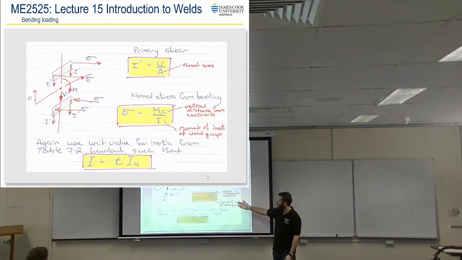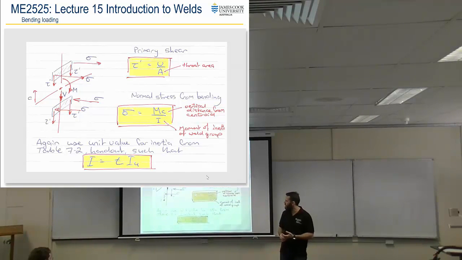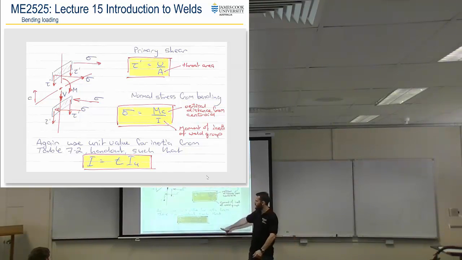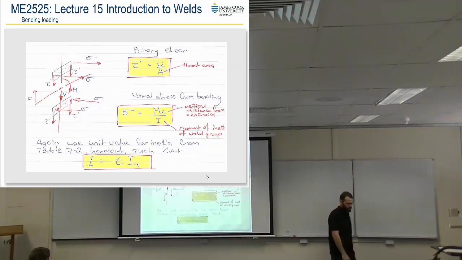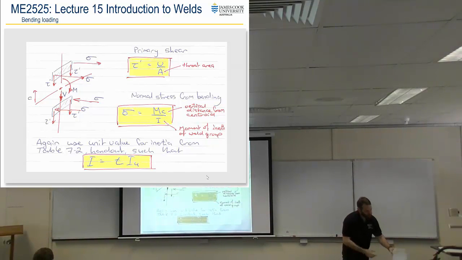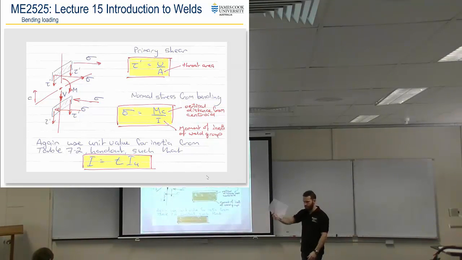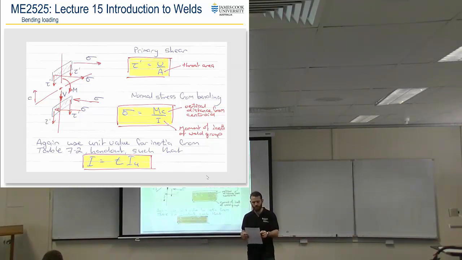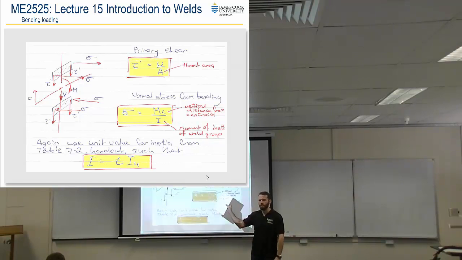And then once again, I, our moment of inertia of the weld group, we can calculate if we knew the area, and if we don't know the area, once again, we use the unit moment of inertia of the weld group. And if you all pull out your weld tables, which I'm sure you've all brought to your lecture, table 7.2 is your bending version of moments of inertia.